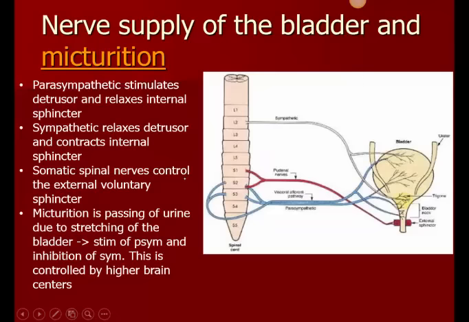In little children, the reason they wet their bed so often is because the higher brain center control hasn't been established. It takes some time to establish that. That's why they have what is called enuresis or bedwetting.